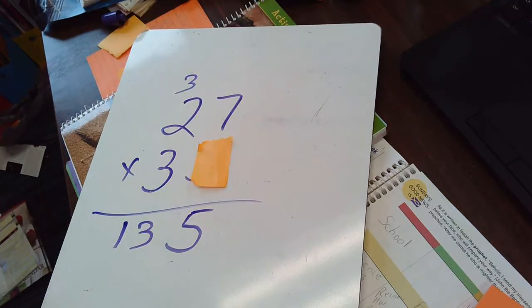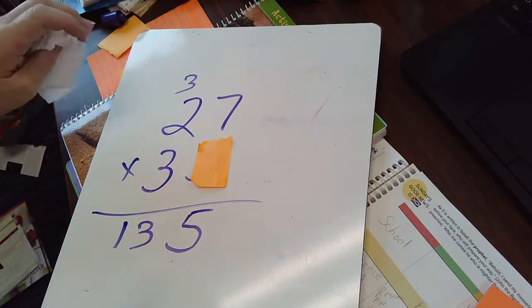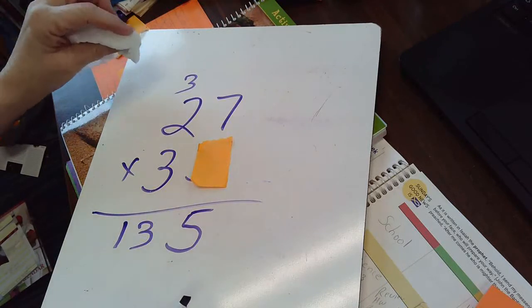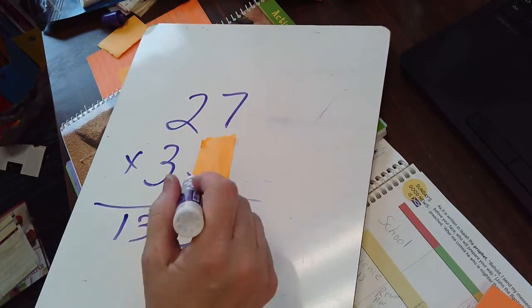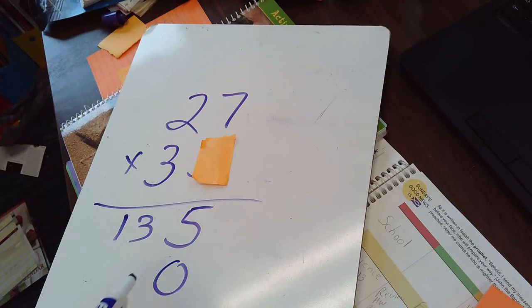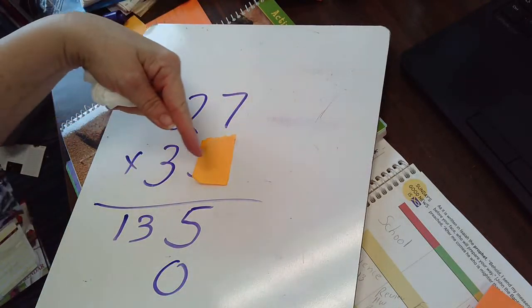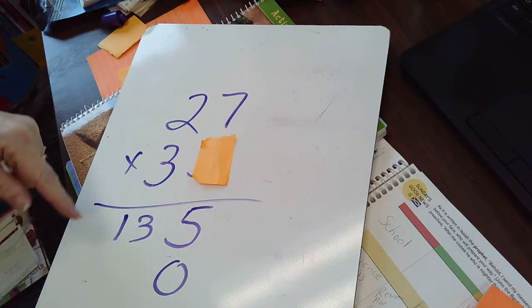Now, here's one trick that you're going to want to do. Whiteboards are great, and here's one of the reasons. I'm going to get rid of that so I don't mix it up. Now, what do I have to put here? I have to put a 0 because I'm really doing 27 times 30, so I need that 0.